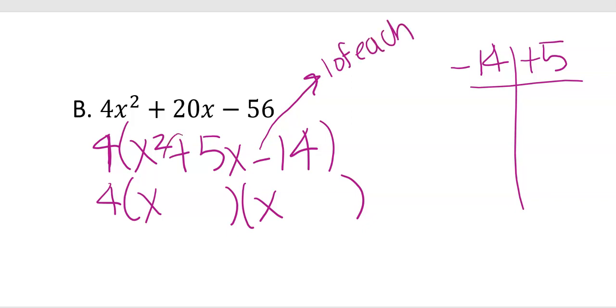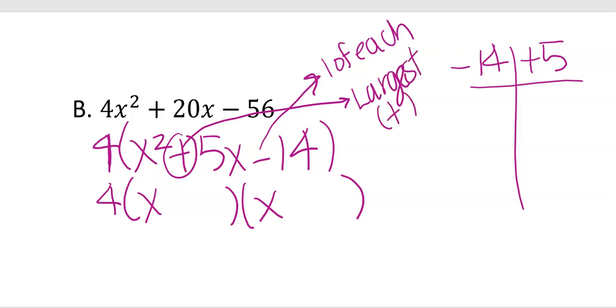Then you look at this number. The largest one has to be that sign. So largest has to be positive. Okay, so my factors are 1 and 14. Again, the largest one is positive, so I wrote it that way.